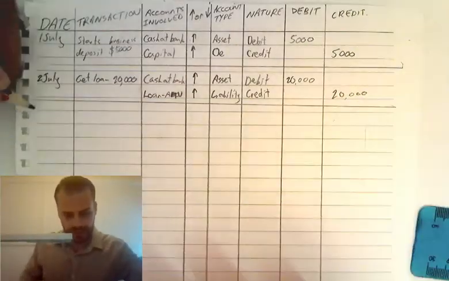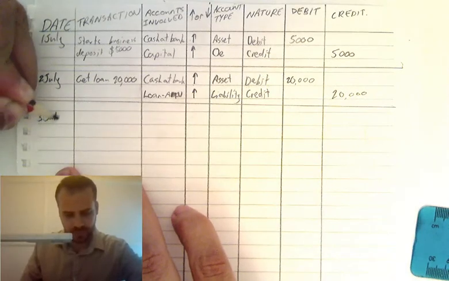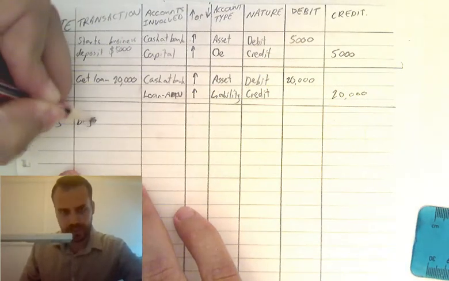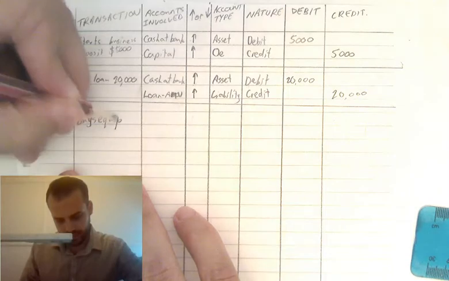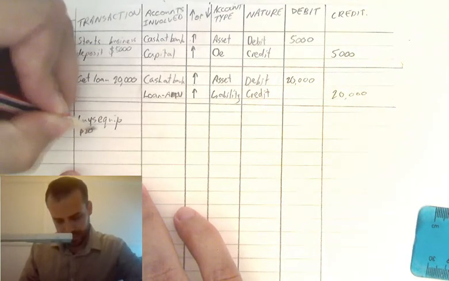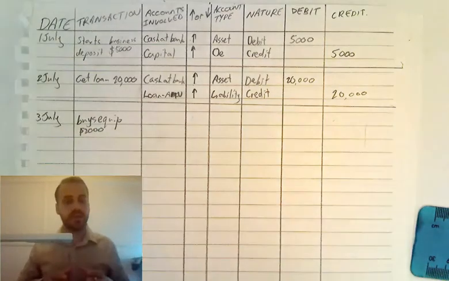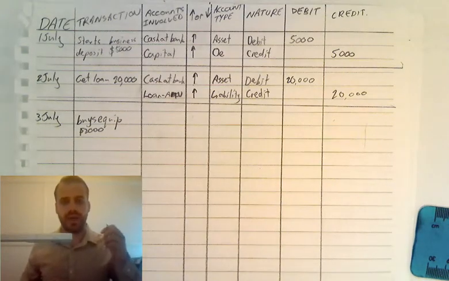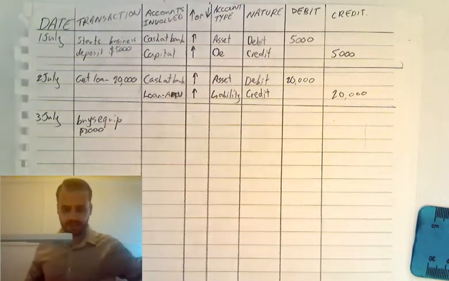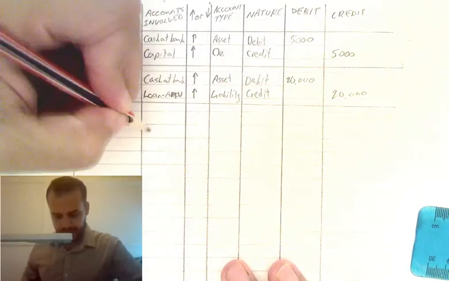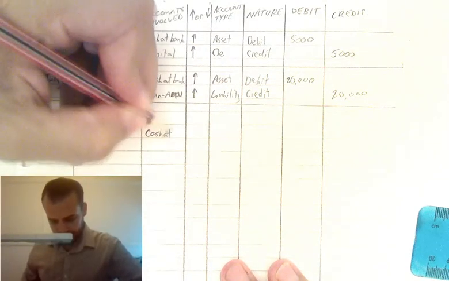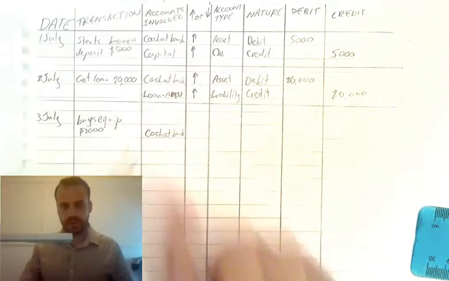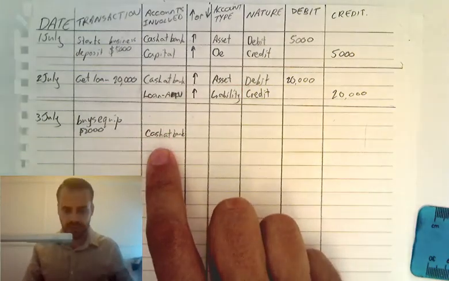And moving on from there, it's the 3rd of July now. Buys equipment for $2,000. And what accounts are involved here? Now, if you have to buy something, obviously you have to pay something. So something's going to happen to your cash at bank. Now, you've seen I've written that on the second line. I'll explain why in a minute.